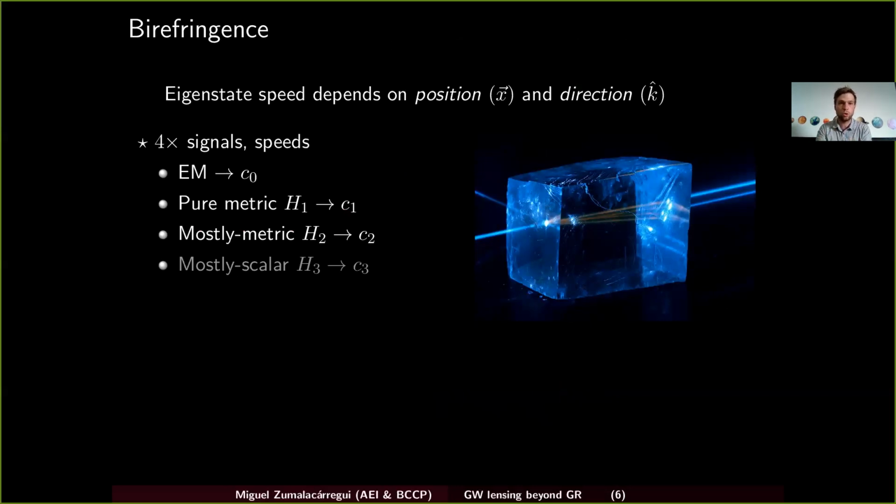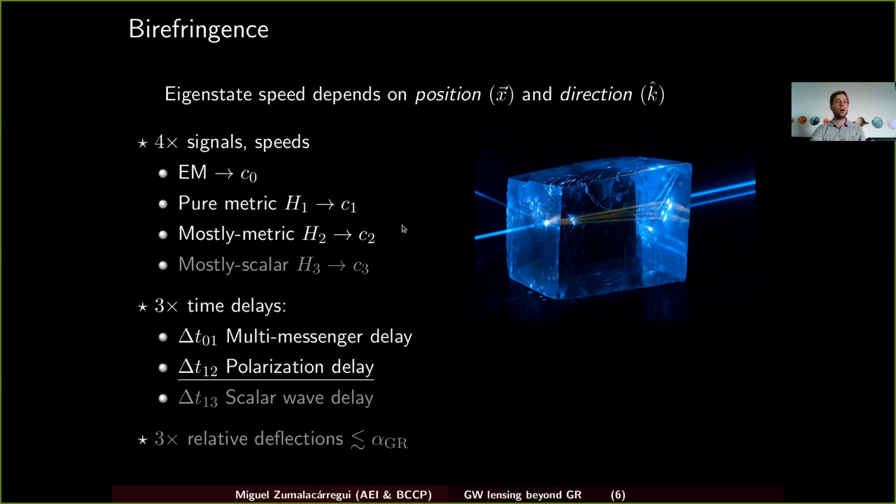The main effect that we're talking about here is birefringence. So we have different propagation states that travel at different velocities. And this is similar to how certain crystals and certain materials allow the different polarizations of light to travel at different speeds. And this affects the time travel and also the light bending. So in our case, we have 4 signals. Recall we also have an electromagnetic signal that might be emitted and detected, and 3 other propagation eigenstates, of which I will not consider the scalar or mostly scalar perturbation. I will just focus on the 2 metric or mostly metric eigenstates.